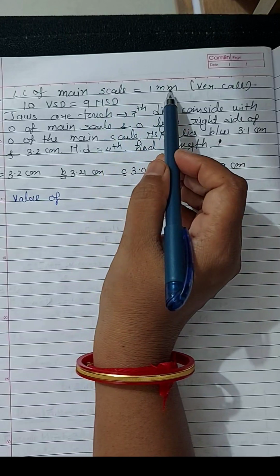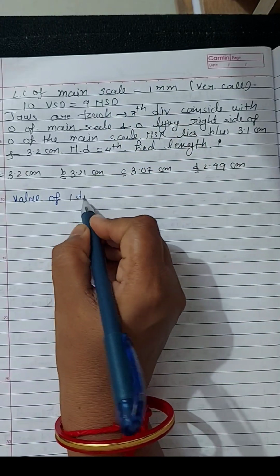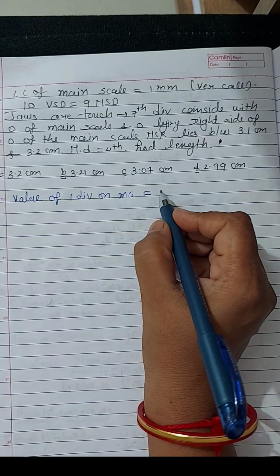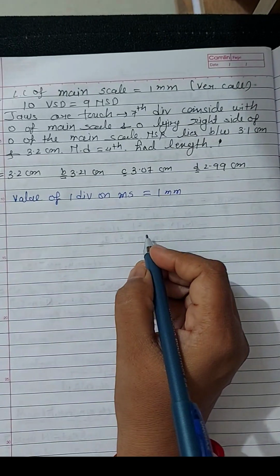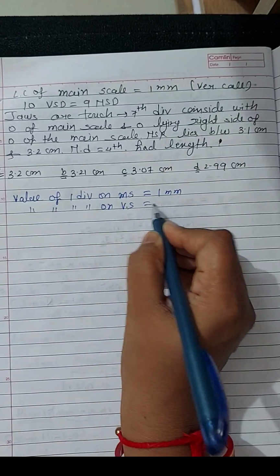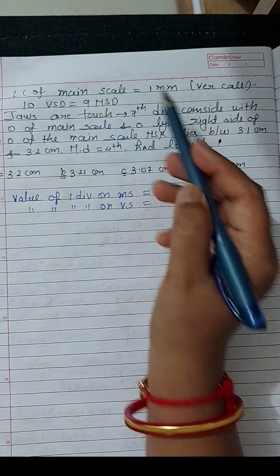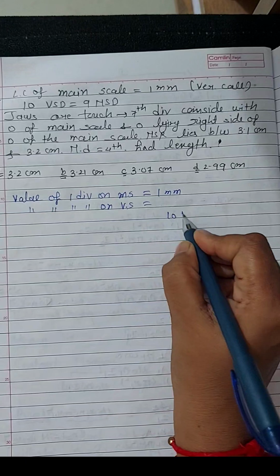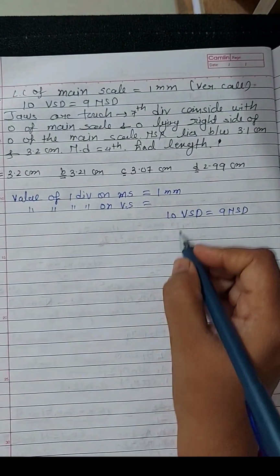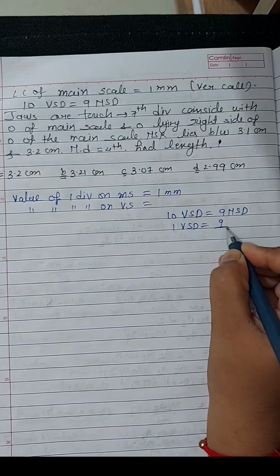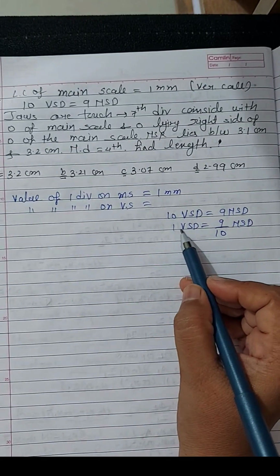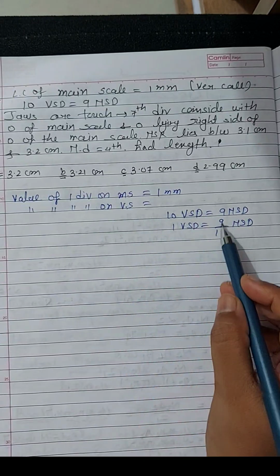LC of main scale is 1 mm, that is the value of 1 division on main scale is equal to 1 mm. So value of 1 division on vernier scale, we can calculate using this relation. We have 10 VSD is equal to 9 MSD. So 1 VSD is equal to 9 by 10 MSD. That is the value of 1 division on vernier scale.